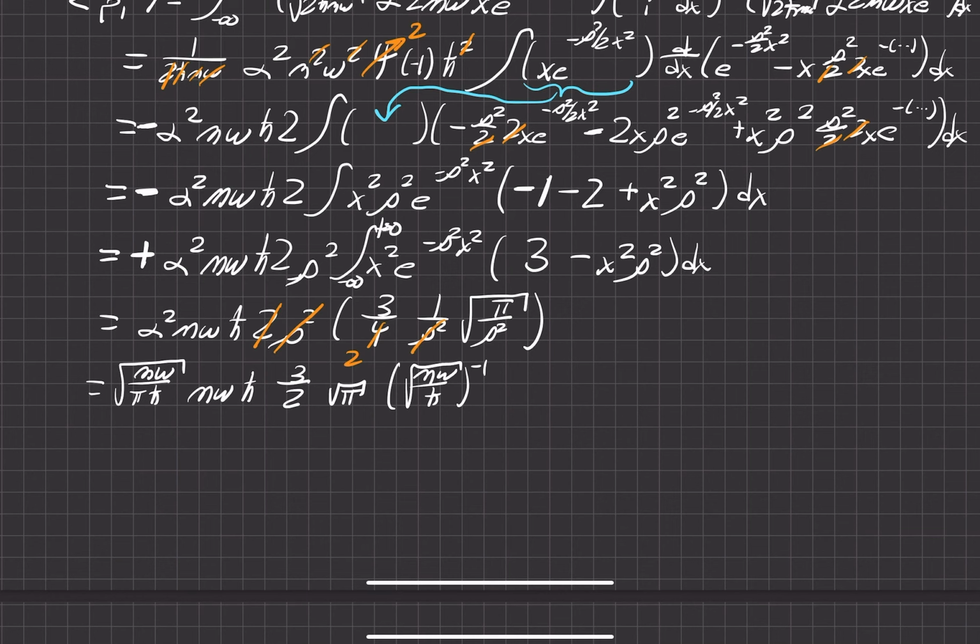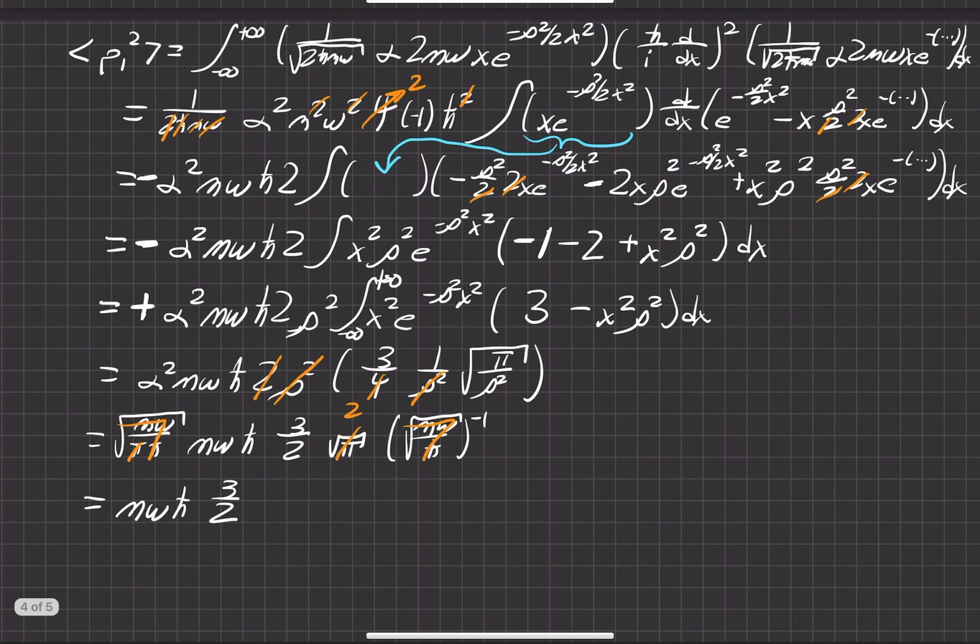All right, so again, more bookkeeping. These pi's go away. As you can see, this whole portion right here is knocked out by this portion right here. And what we're left with is something dimensionally intuitive and exactly what we're looking for. And that is the momentum squared expectation value for the first excited state.